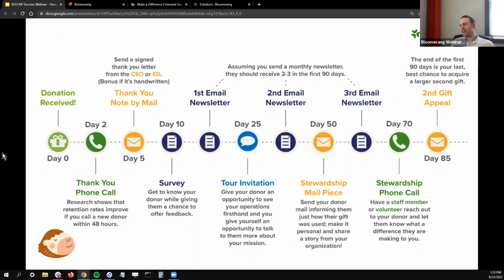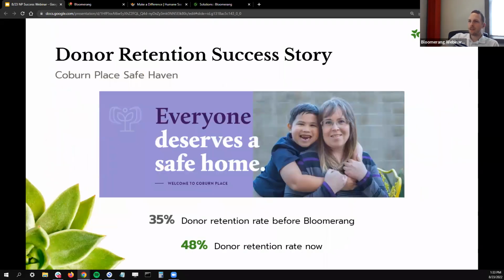And then again, we have stewardship pieces and another stewardship phone call. And then notice we have by day 85, so not even 6 months, but within that 90-day window, ask for that second gift and increase that gift. Don't be afraid.